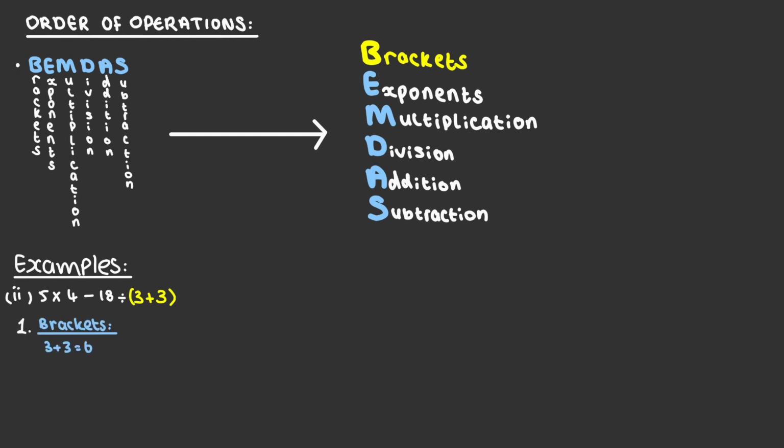By calculating what's inside the brackets, we get 3 plus 3 is equal to 6. Replacing this in our original sum, we end up with 5 multiplied by 4 minus 18 divided by 6. We don't have any exponents in this sum, so the next on our list is multiplication. Multiplying 5 by 4, we get 20.